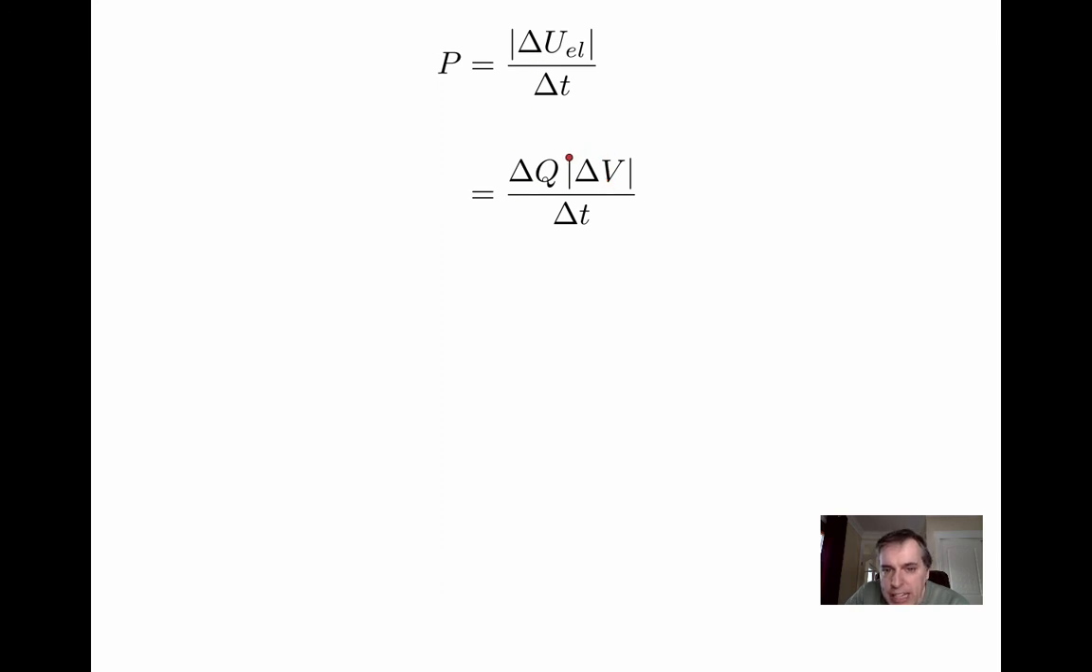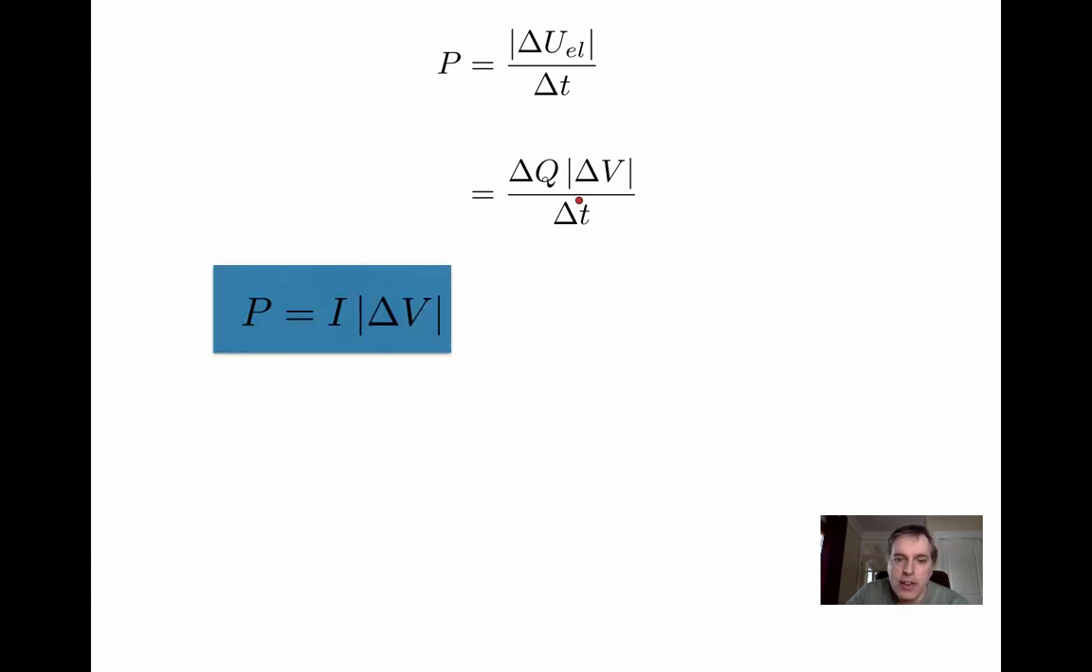But now you recognize this ratio, delta Q over delta T. This ratio here is the current. So this equation is just I times delta V. And that's the power produced by, let's say, a battery, in absolute value. So that's the key equation.